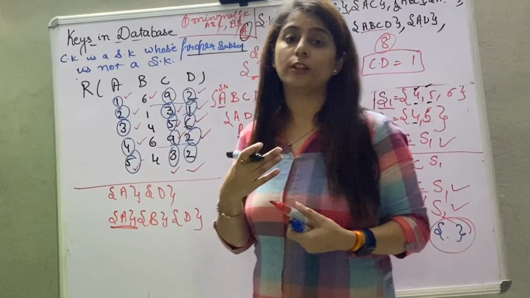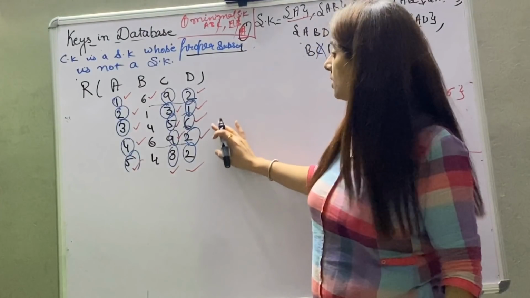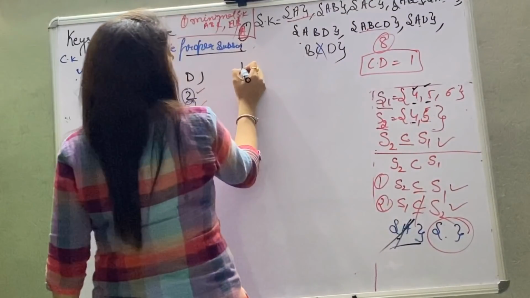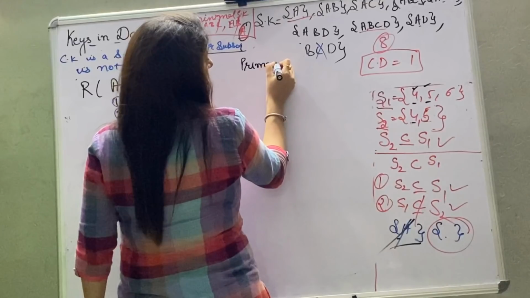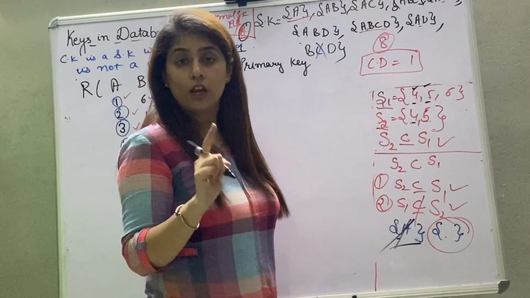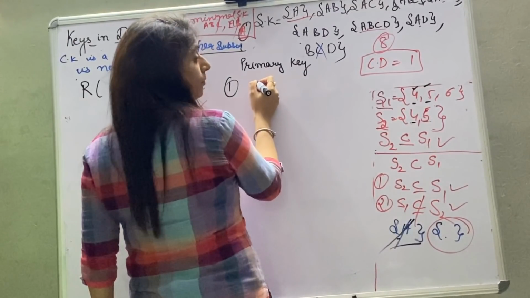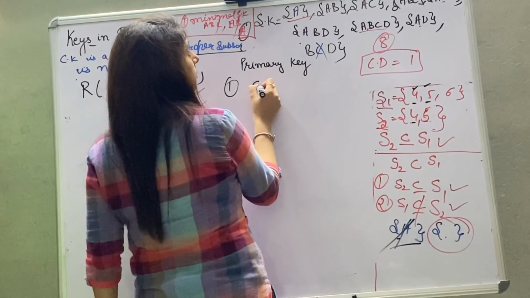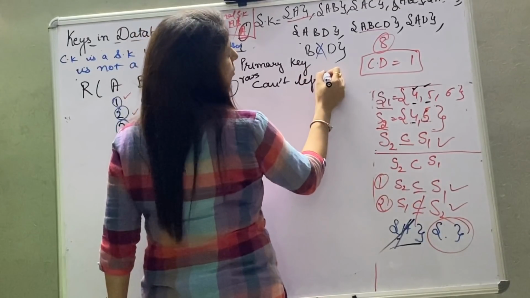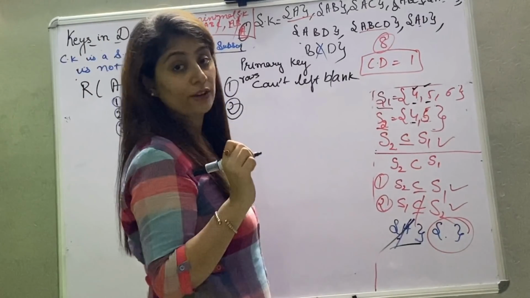So let's move forward with the primary key now. Suppose I have this relation here, and I want to talk about the primary key. What is a primary key? It does not allow null values. Rows cannot be left blank.